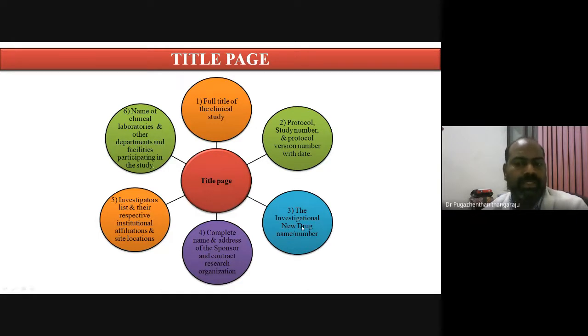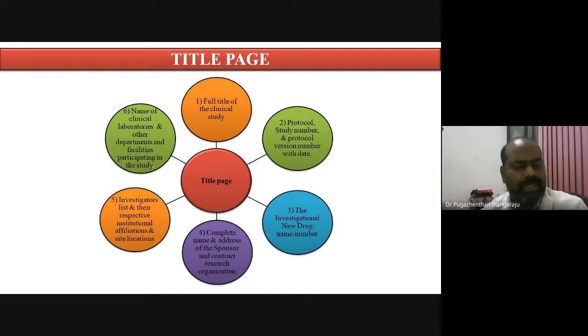The investigational drug name or number. So this is very, very important as a clinical trial, which comprises the regulatory part. Okay. So which drug you are using and what is the name of the drug and what is their number as per their brand. That's the complete address of the sponsor and the contract research organization.